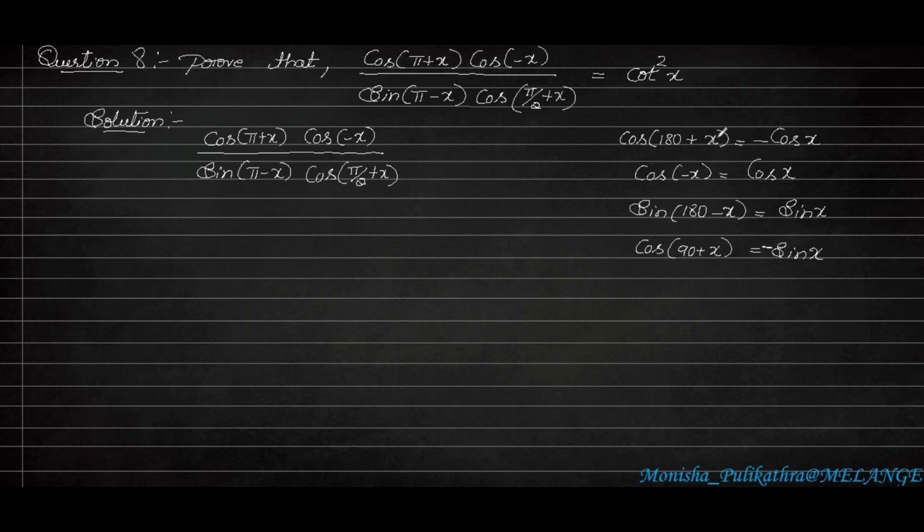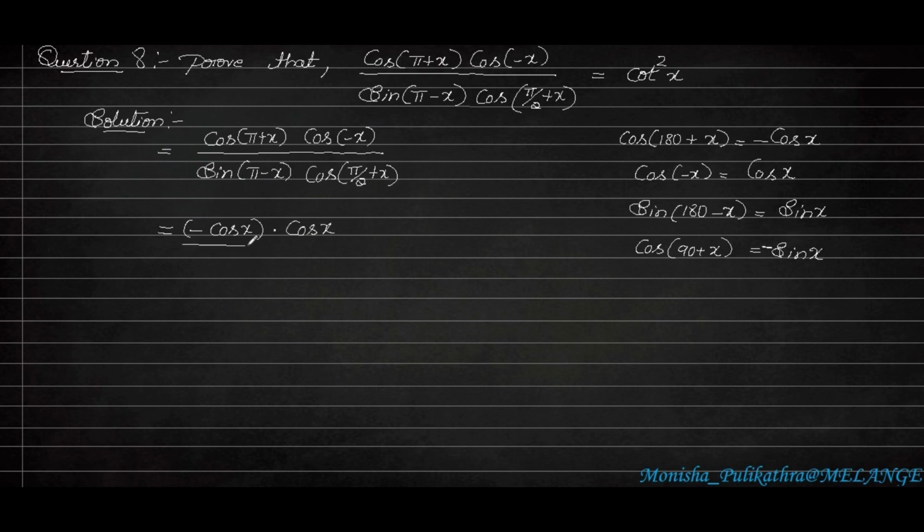Cos(180 + x) will become minus cos x. Here cos(pi + x), that is 180 + x, will become minus cos x. So instead of this, we have to write minus cos x. Okay, minus cos x. In the same way, cos(-x): cos of minus x is cos x itself. Cos x.